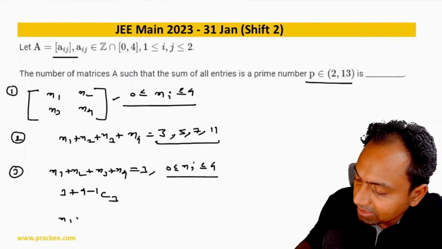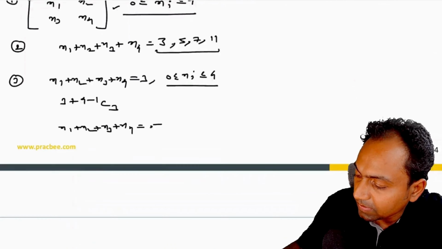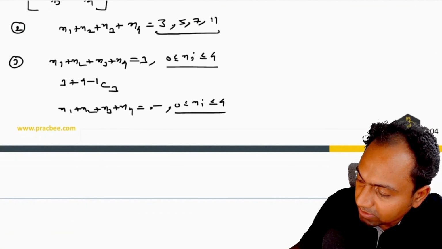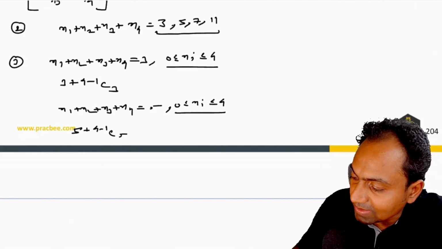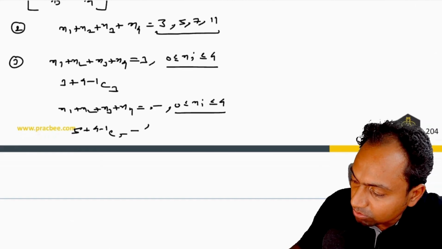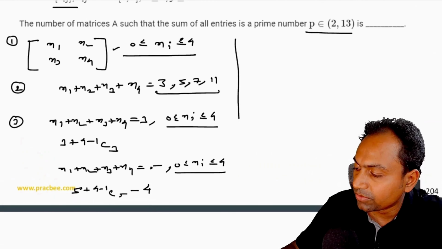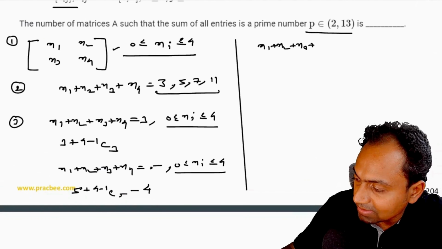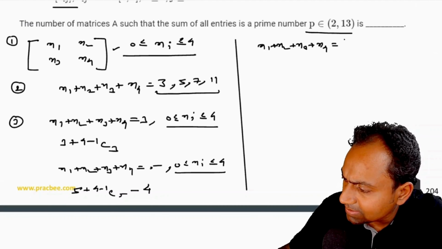In my next case, x1 plus x2 plus x3 plus x4 will be equal to 5. Now here we know that since xi lies between 0 and 4, Beggar's method will not give me the answer. So even if I write 5 plus 4 minus 1 C5, I need to subtract those cases when x1, x2, x3 becomes 5. So let us subtract those 4 cases to get the answer. Then comes my next scenario in which x1 plus x2 plus x3 plus x4 becomes equal to 7.